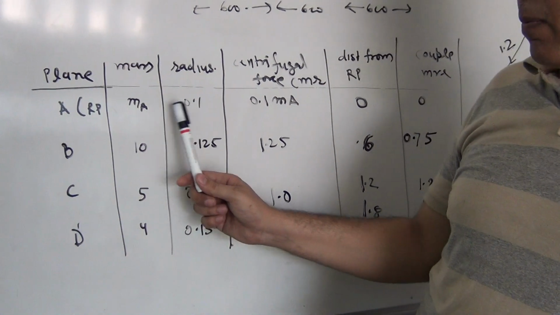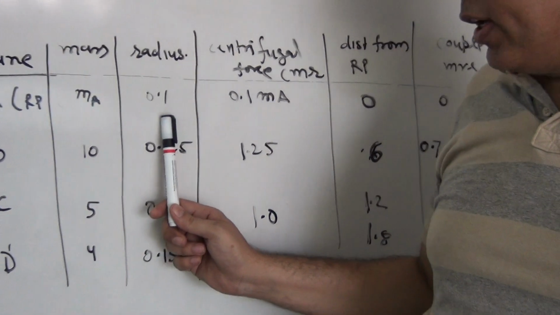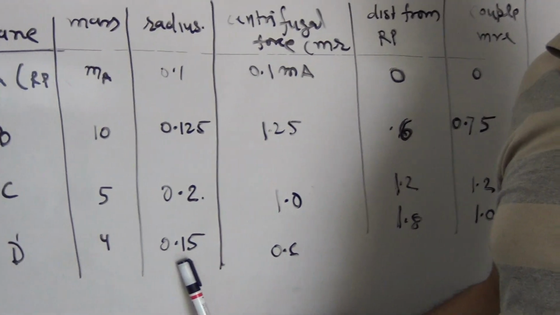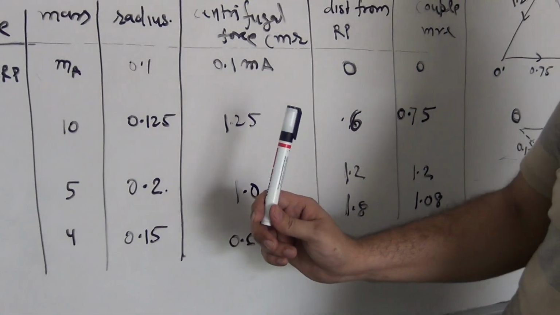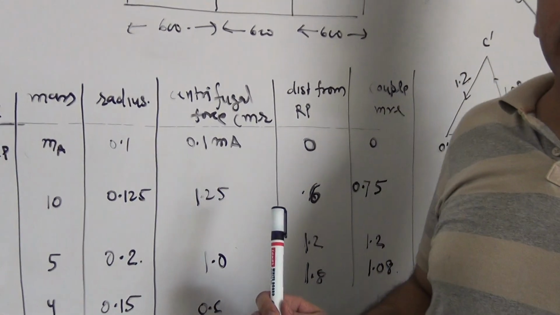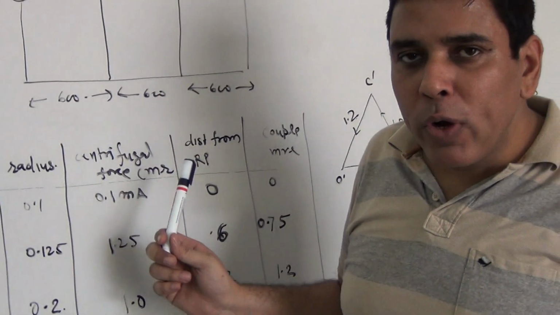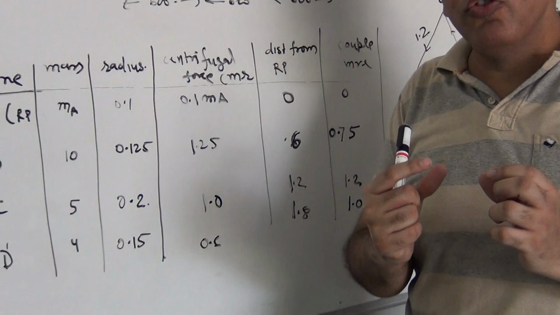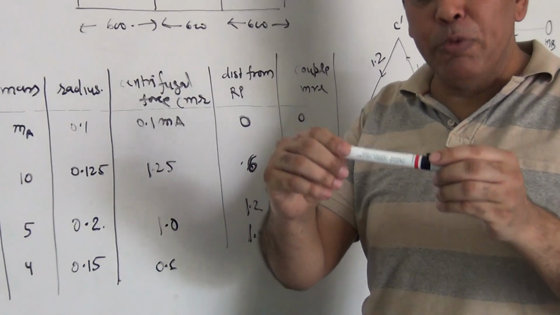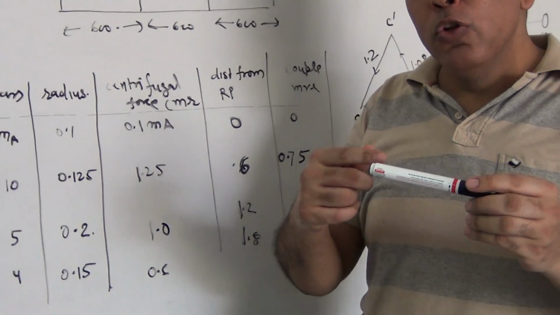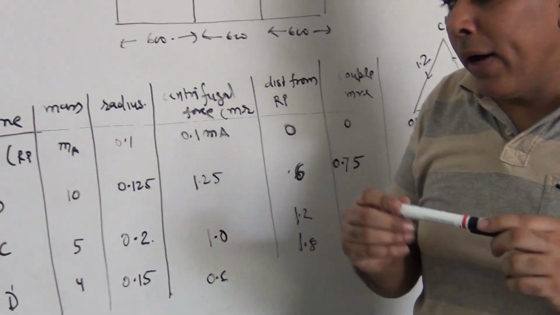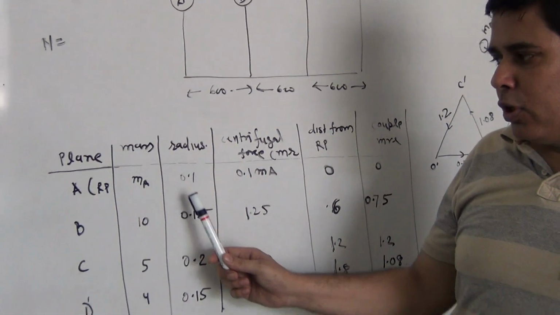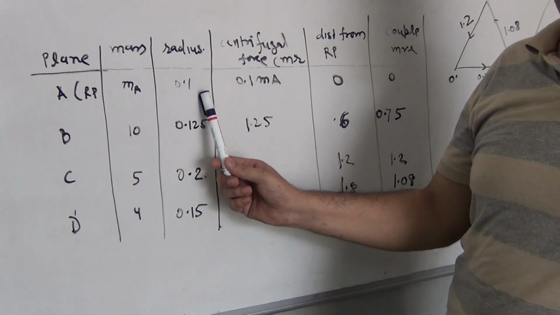The radius in which these masses revolve is 0.1, 0.125, 0.2 and 0.15. So the centrifugal force will be m r omega square, but in the table we divide by omega square because when we balance the forces, omega is constant because the shaft is rotating with the same speed. So we can divide by omega square, and the force will be m into r. So multiply the mass column and the corresponding radius column, you will get the corresponding force in the plane.